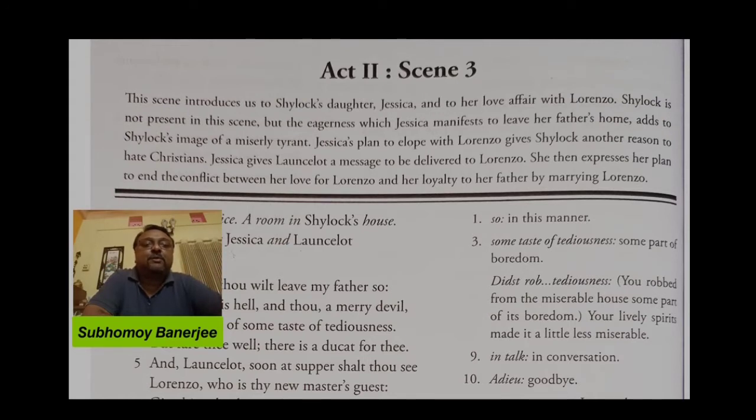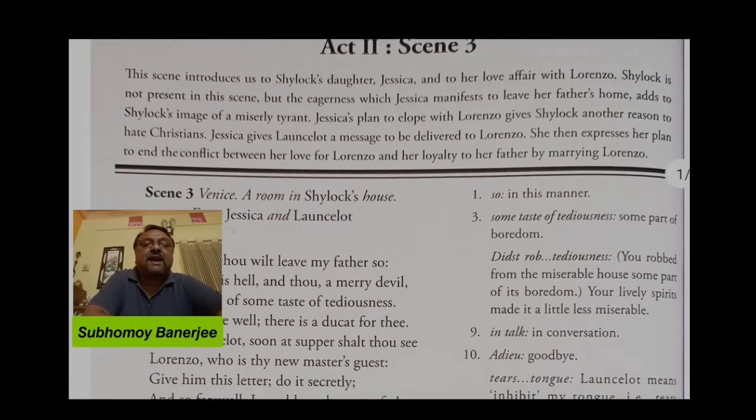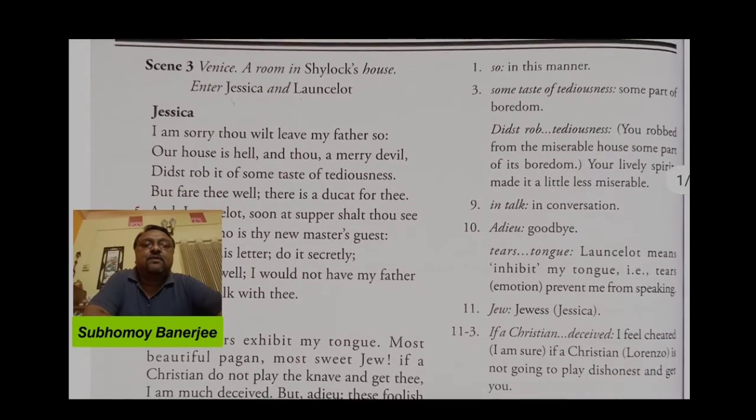So Jessica's plan to elope with Lorenzo gives Shylock another reason to hate Christians, because Lorenzo is a Christian and Jessica is a Jew, and she runs away with a Christian boy. So that's the reason why Shylock hates the Christians even more, and more so because Lorenzo is one of Antonio's friends. Jessica gives Lancelot a message to be delivered to Lorenzo. She then expresses her plan to end the conflict between her love for Lorenzo and her loyalty to her father by marrying Lorenzo. So Act 3, Scene 3, Venice, a room in Shylock's house.